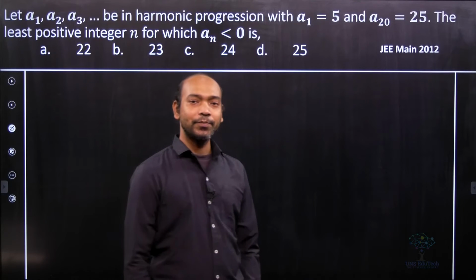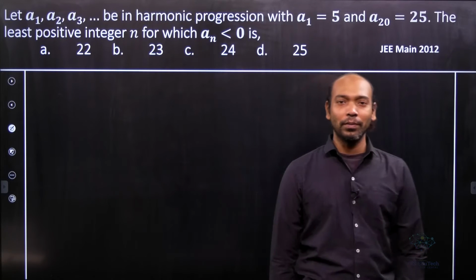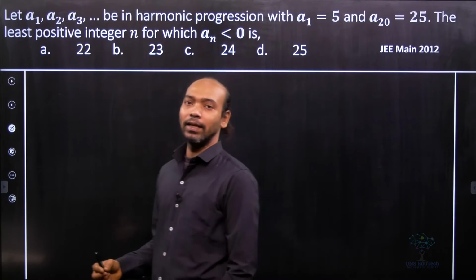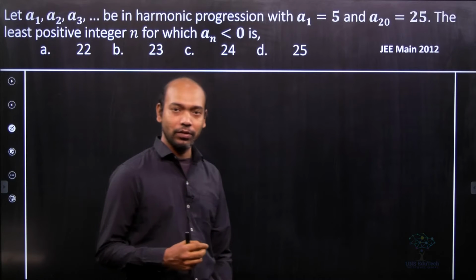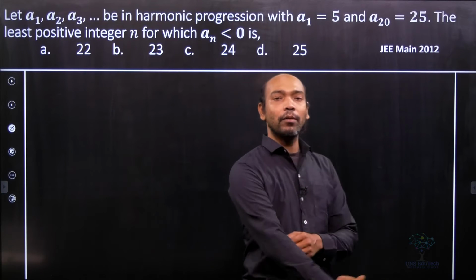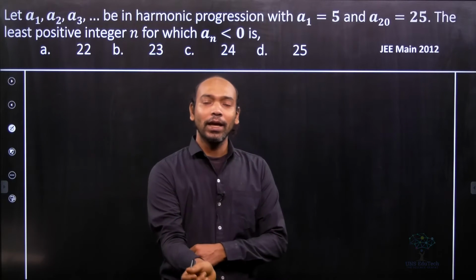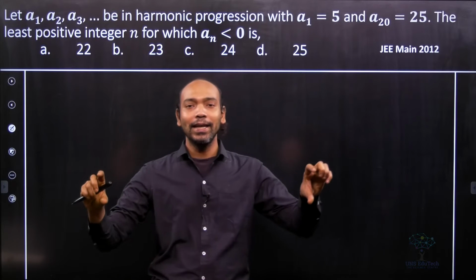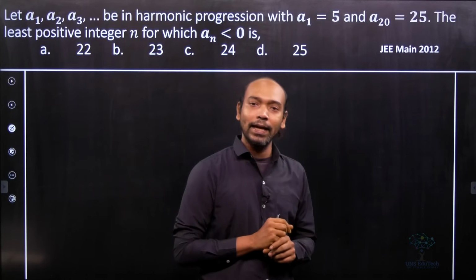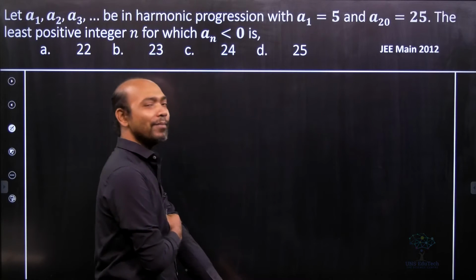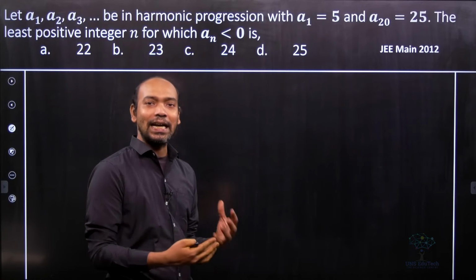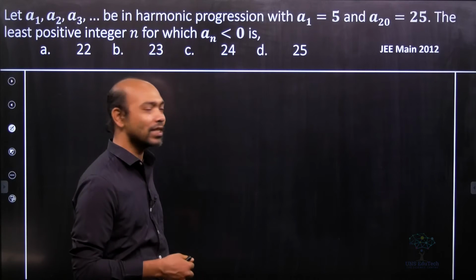Hi all, you see this problem? This is a very simple problem. It's actually a problem regarding the harmonic progression, or HP. So what is the harmonic progression? It says that if the terms are in HP, the reciprocals are in AP. So all harmonic progression problems can be treated as AP, only that we have to take the reciprocal.